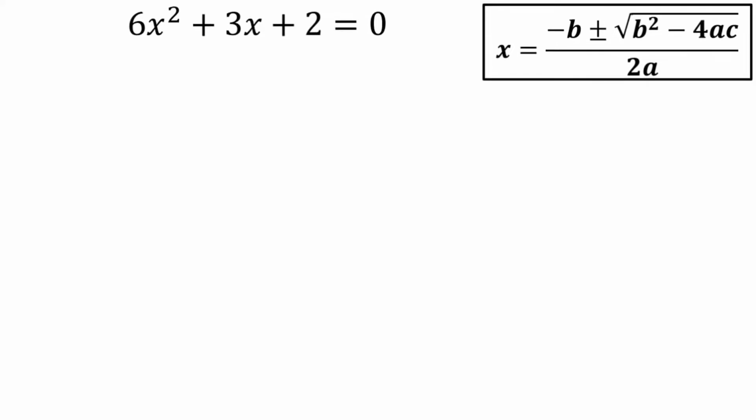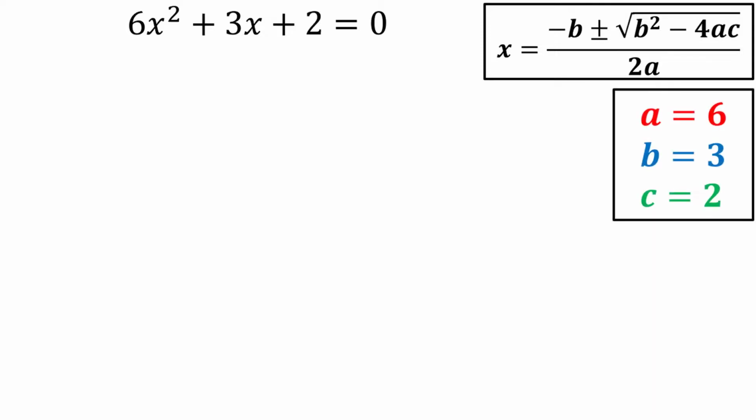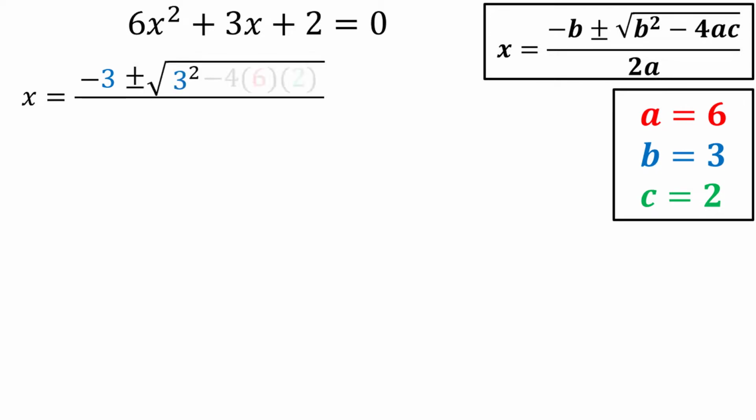Okay, let's try one more problem. We have 6x squared plus 3x plus 2 is equal to 0. A is equal to 6, B is equal to 3, and C is equal to 2. Plugging into the formula, we have x is equal to negative 3 plus or minus the square root of 3 squared minus 4 times 6 times 2 all over 2 times 6.